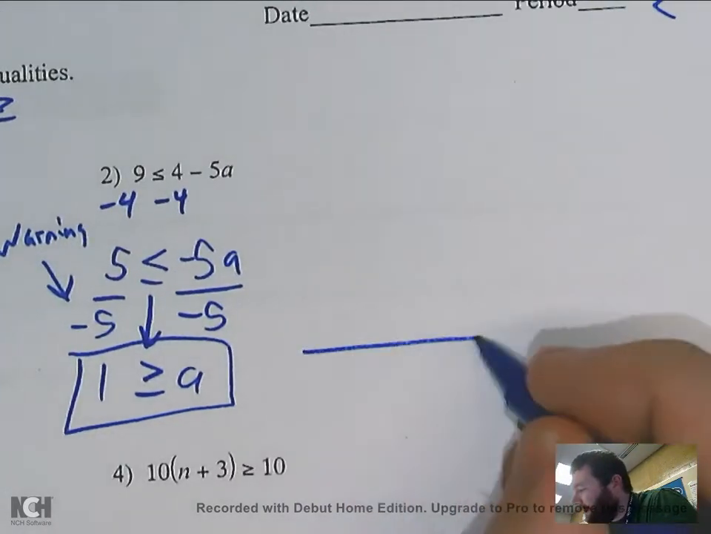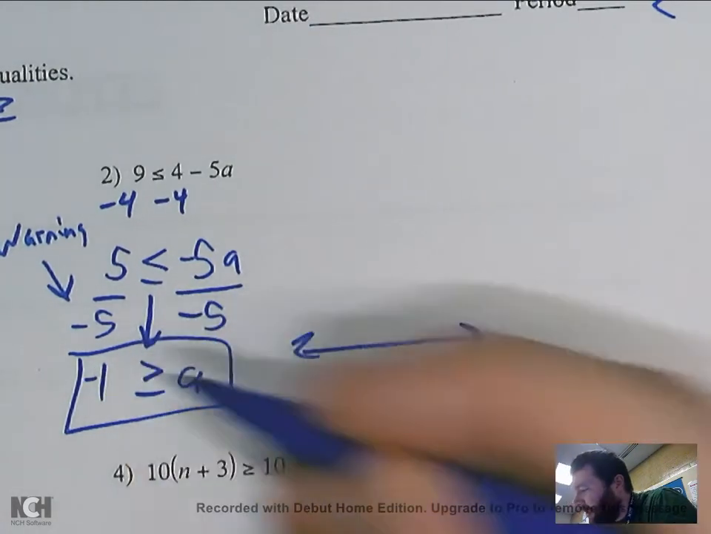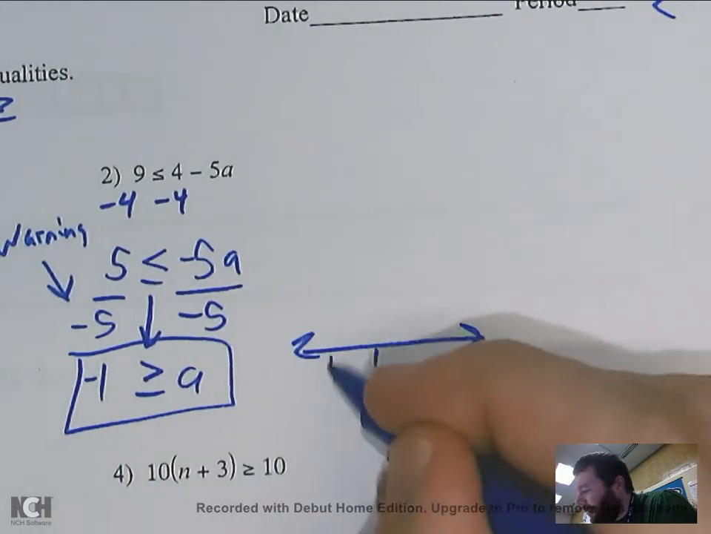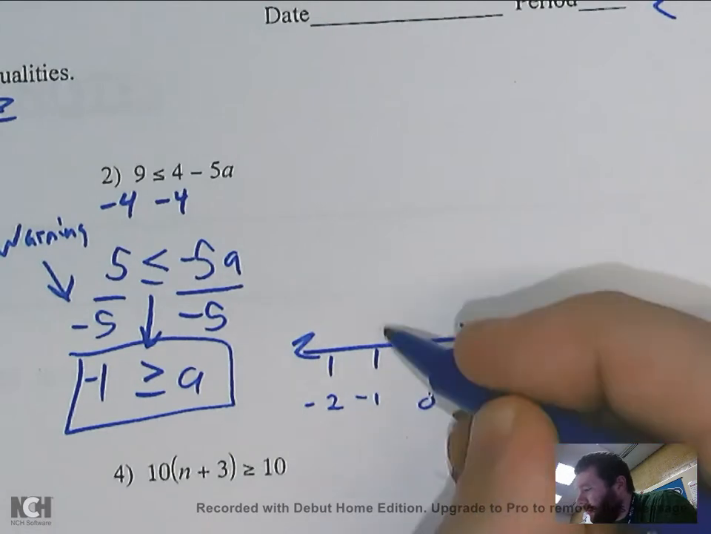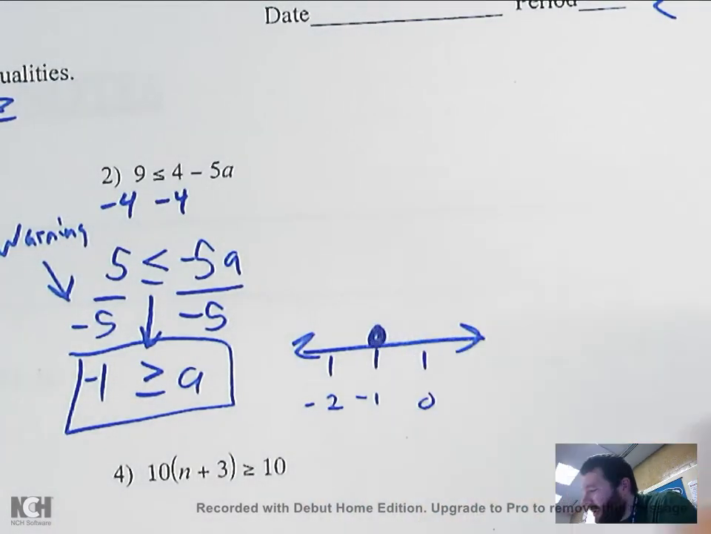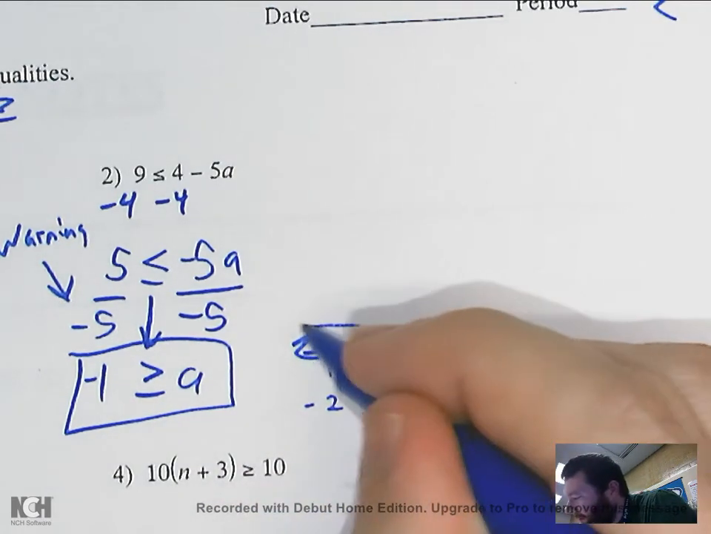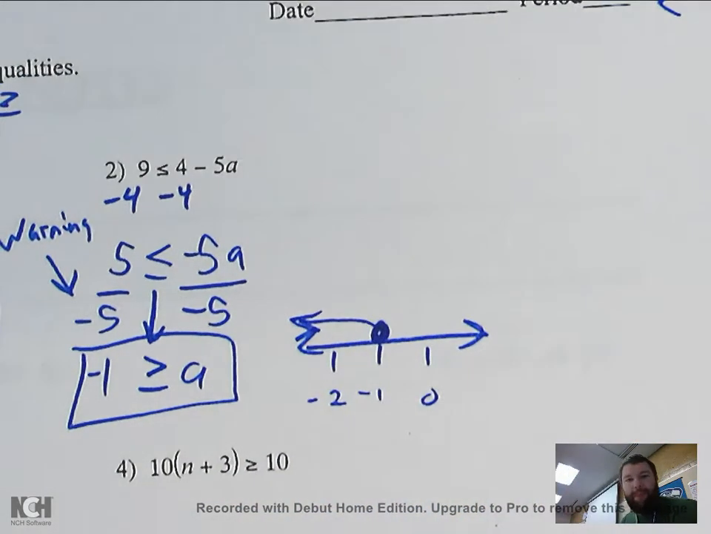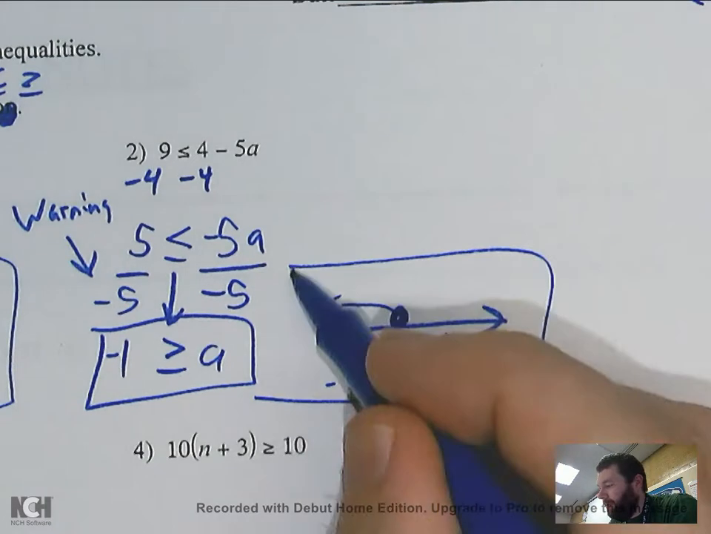And then we do our graph. And that's a negative 1, sorry. Negative 1, negative 2, 0. This one is going to be a closed circle because it's got that line under it. And it's eating the numbers, so it's going to go to the left. Okay, just like that. There's your second answer. Let's look at another one.